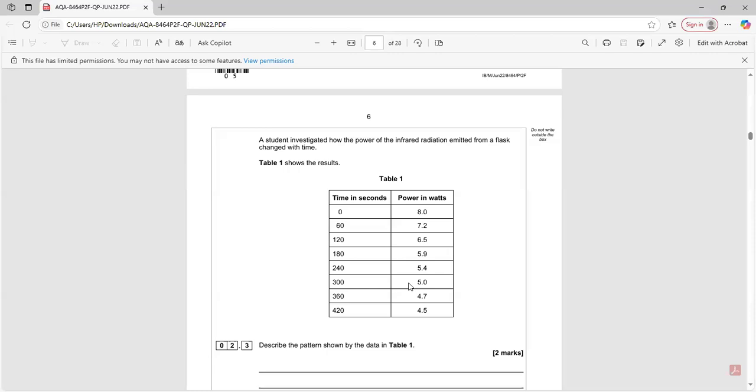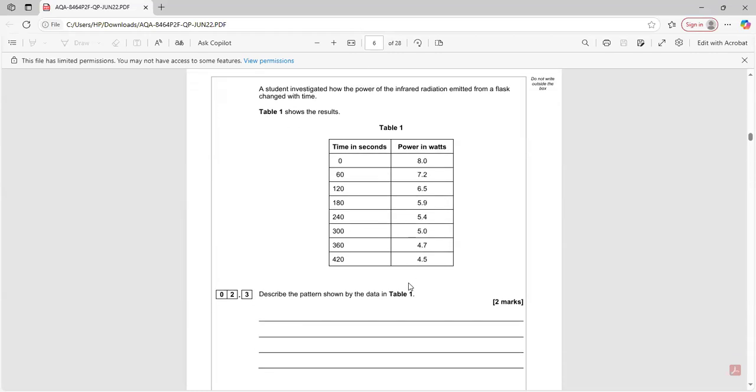And this one gives you a table. It says, describe the pattern shown by the data in table 1. So can you see any pattern in this data? Can you see any structure to it? The less time in seconds, the more power in watts. Okay. So would you say that that's an indication of direct proportionality? Yes. Okay.